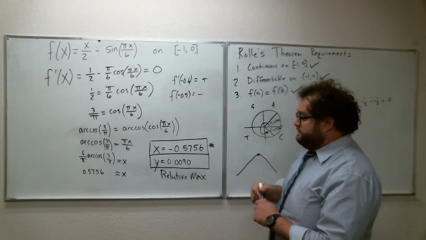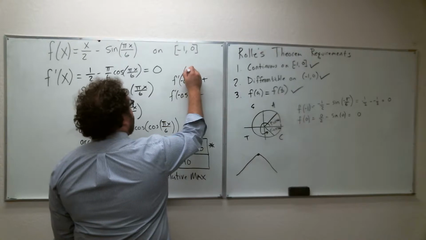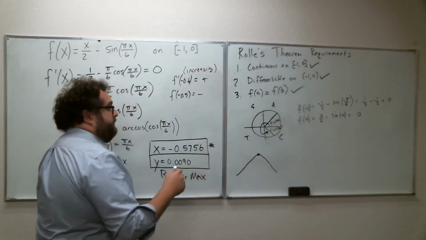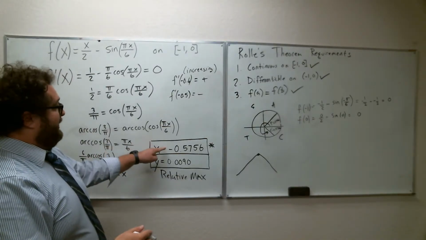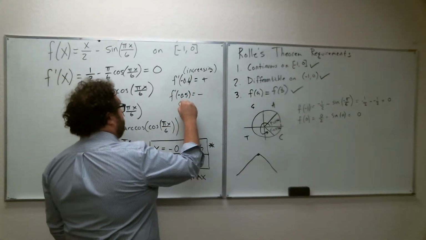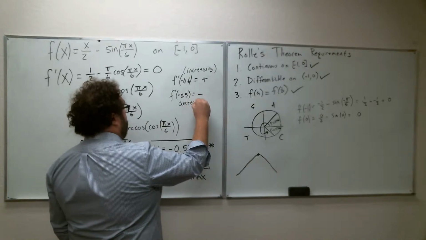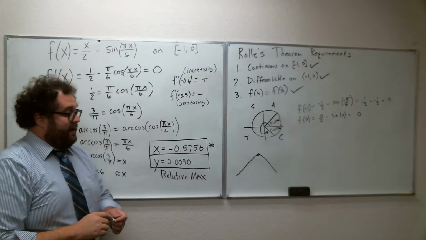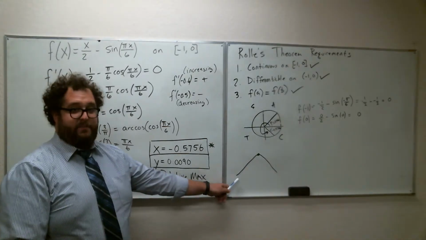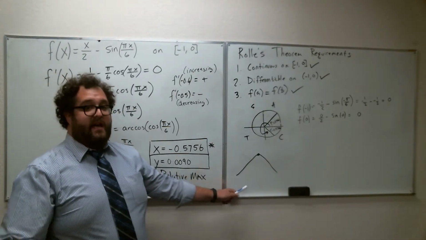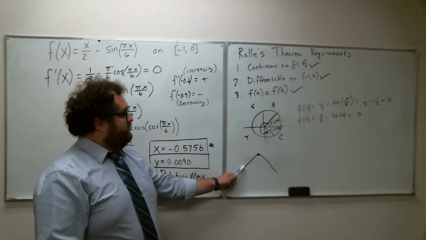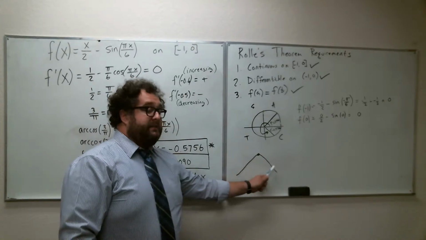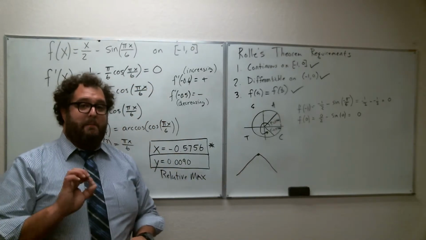What that tells me is that I am increasing when I'm just to the left of my critical value, and I'm decreasing when I'm just to the right of my critical value. And what that tells me is this situation happens. This is what the first derivative test tells us, that if you're increasing, then you have a critical point, and then you're decreasing after that, that critical point is a relative maximum.